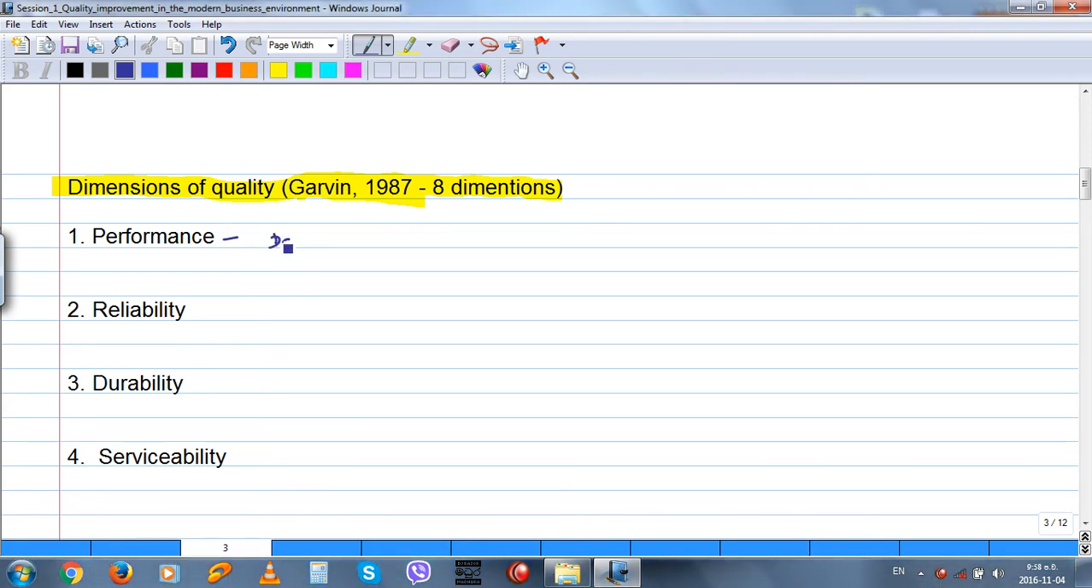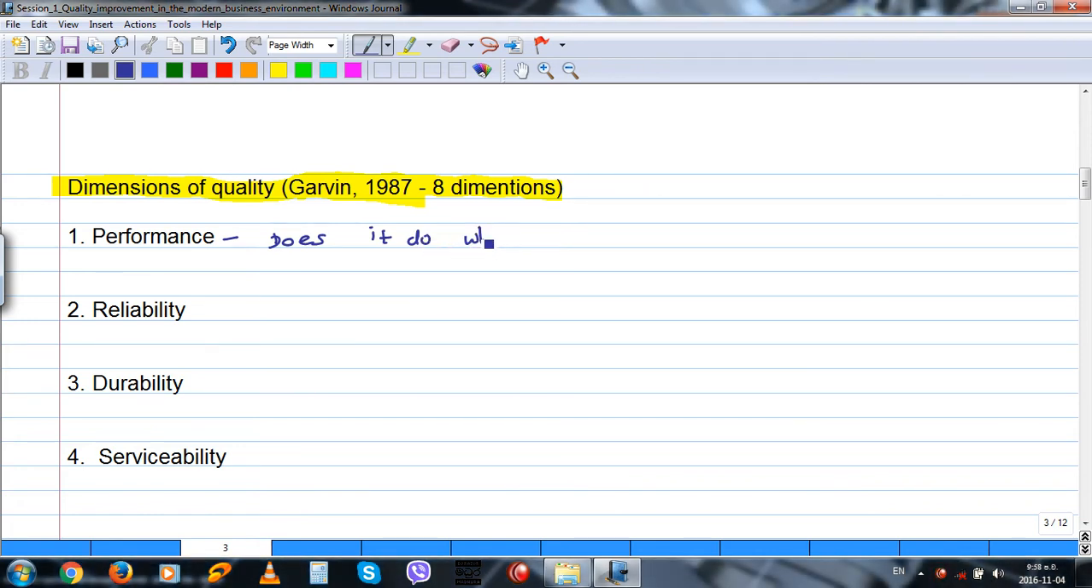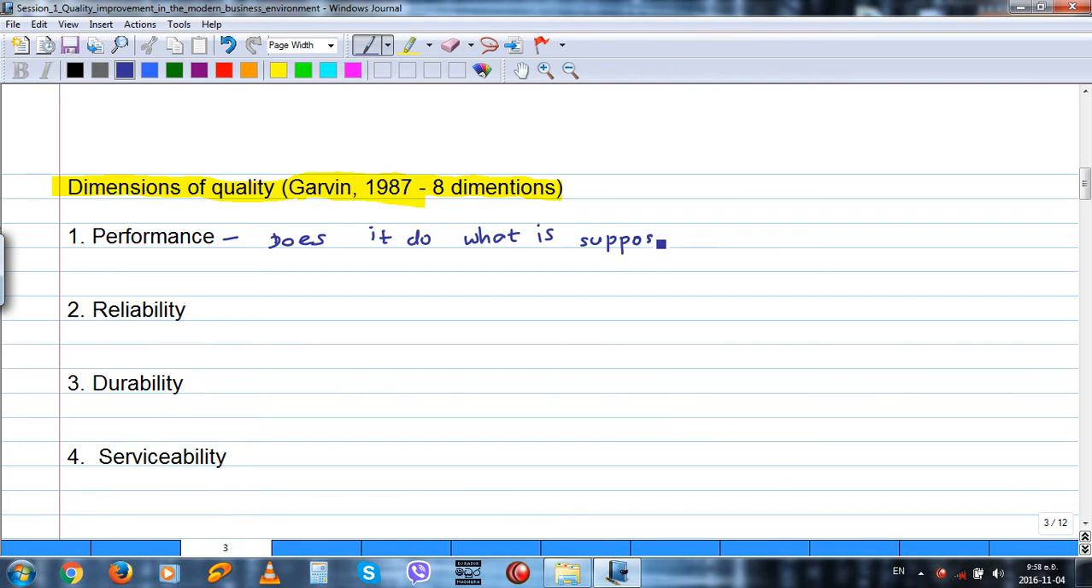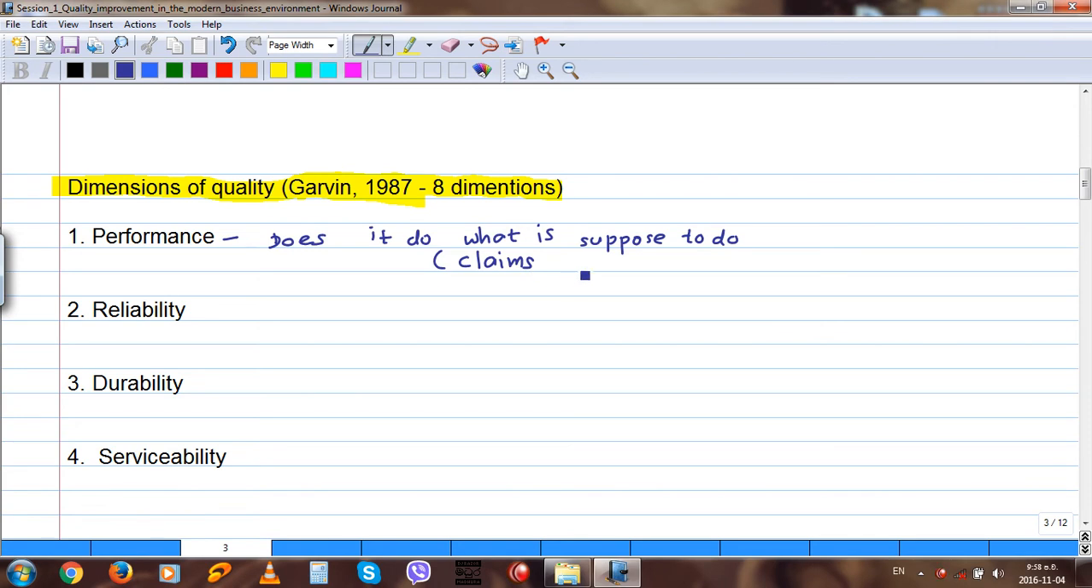So for performance we can write: does it do what it is supposed to do, and also we can say it means, are those claims true? That is the meaning of performance.